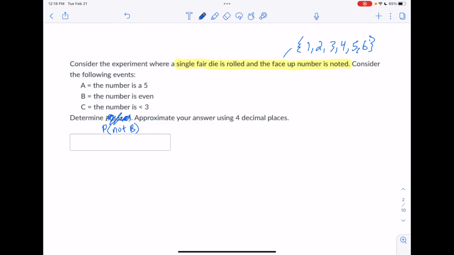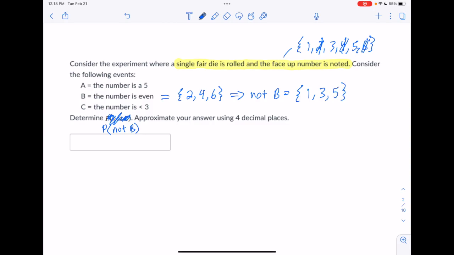So the first thing I would do is list out the events that are in B. B is the number is even. So from our sample space, that would be 2, 4, or 6. And that implies that not B would be all the stuff from the sample space except for that. So if it's not 2, not 4, not 6, then it must either be 1, 3, or 5.